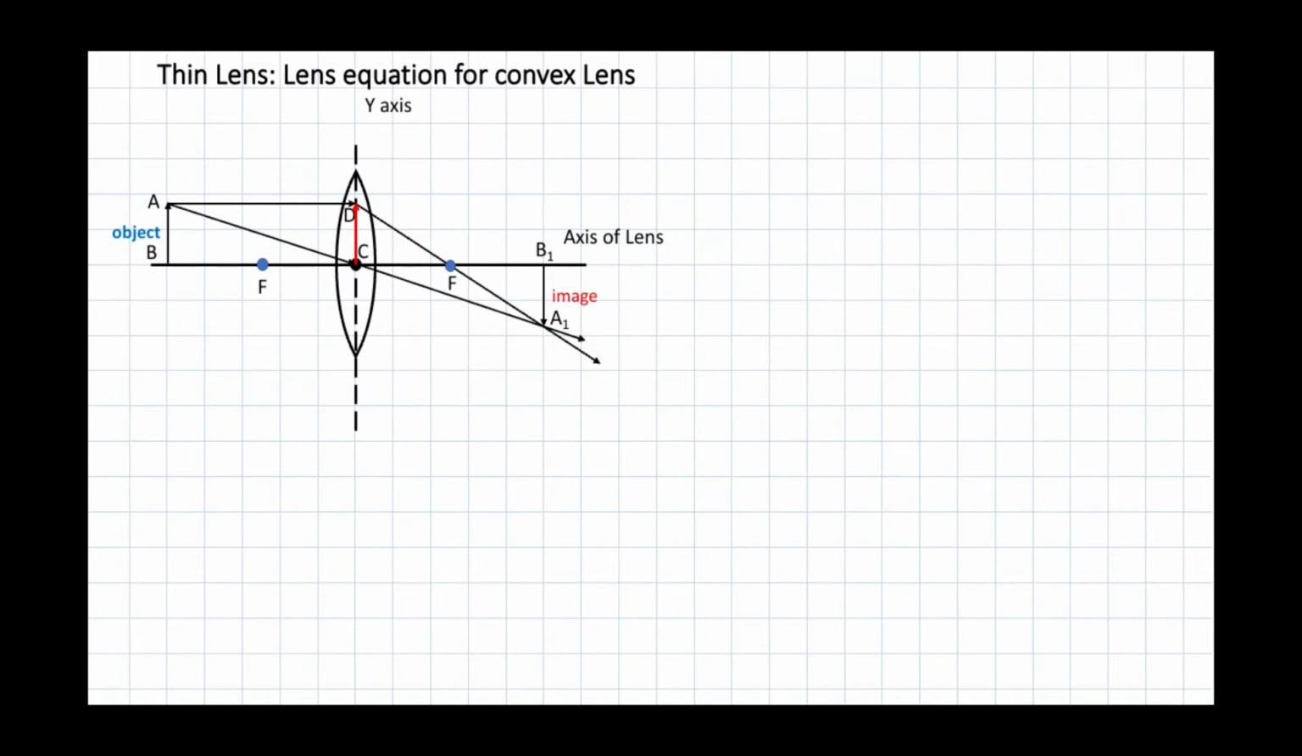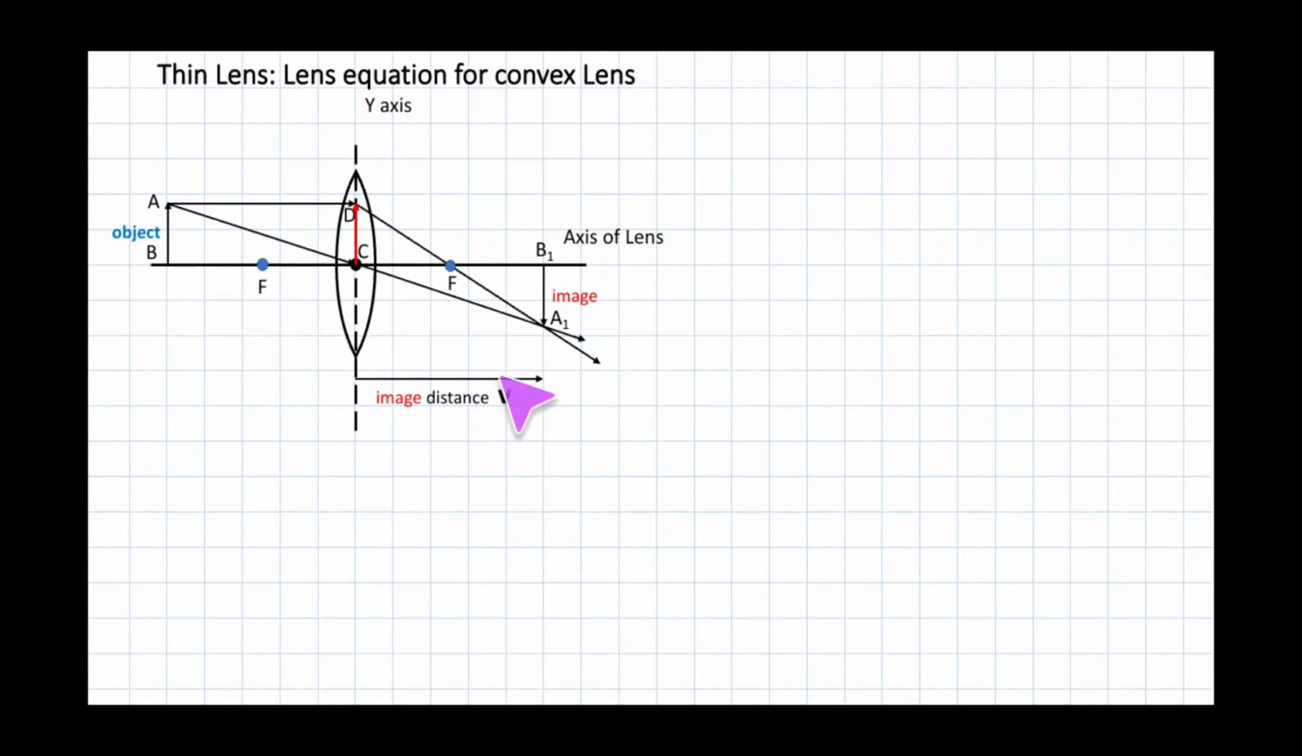So here it is object space, image is formed in image space, remember that. Image is to the right hand side of the lens, so distance is positive. Object is to the left hand side of the lens, so distance is negative. That means object distance is minus u, and image distance is positive v.